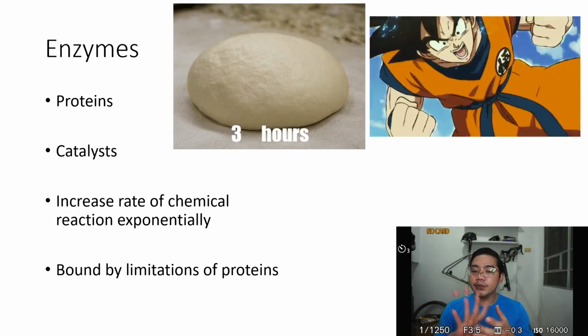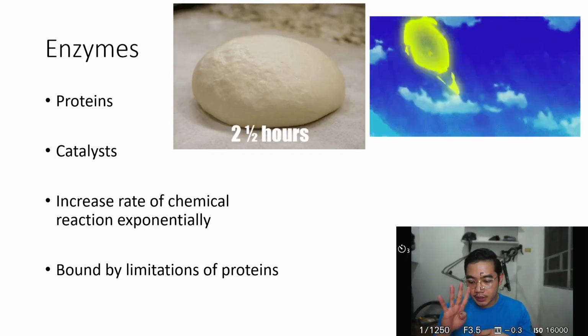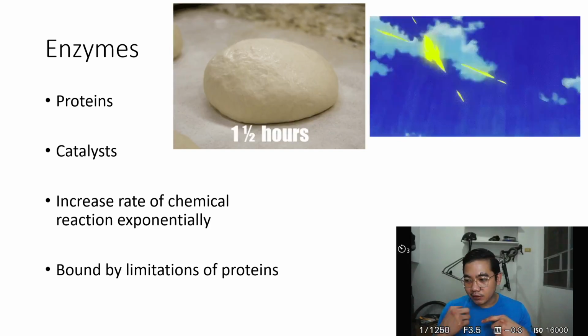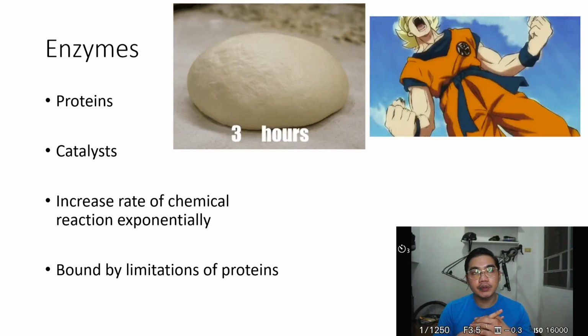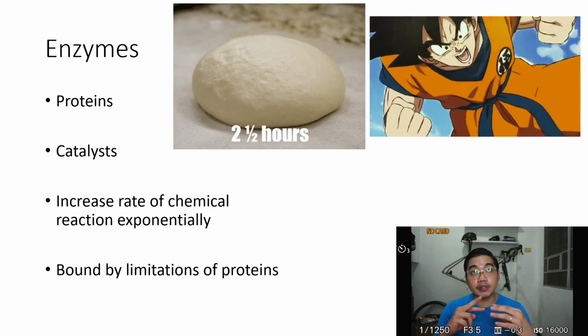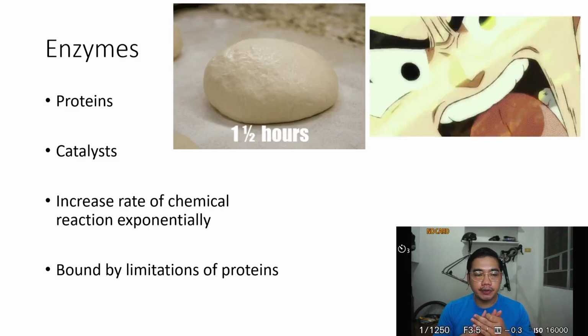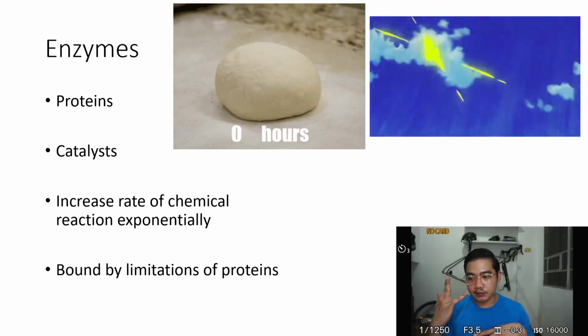So there are four ways to increase your chemical reaction. Number one is to increase the reactants' concentration. Number two, we can have increased heat. Number three, we can have mechanical agitation. And number four, we can have the use of catalysts.